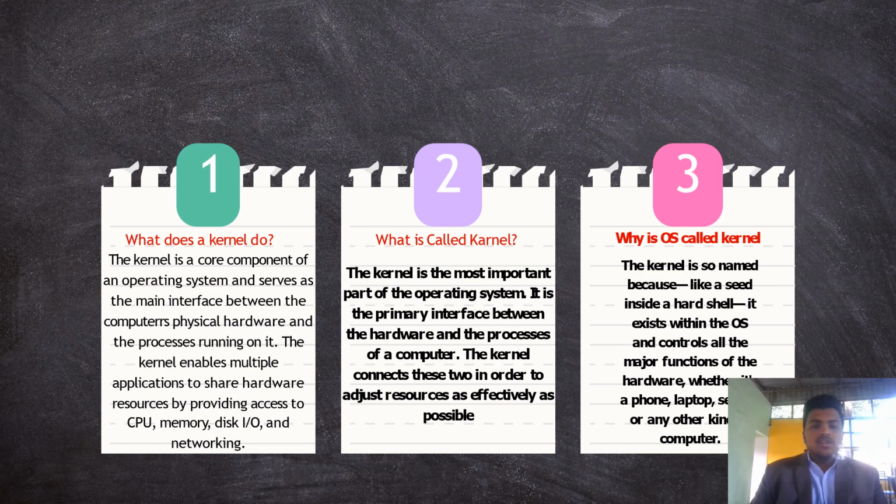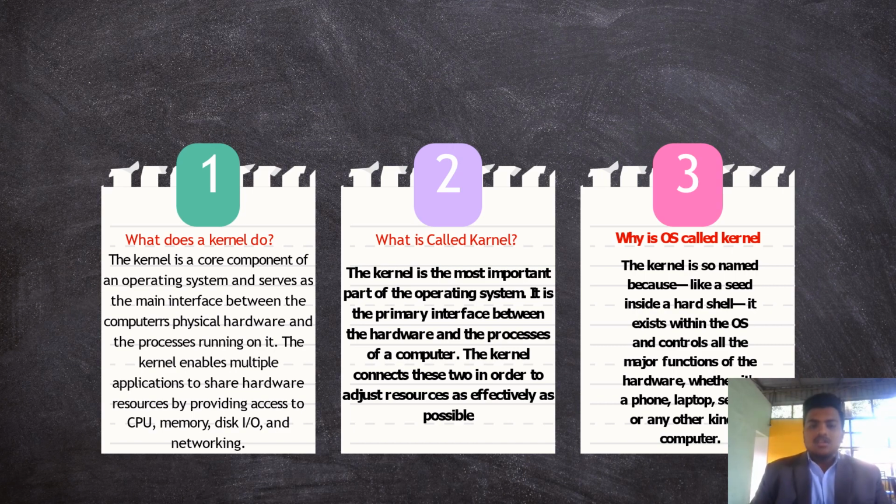What does the kernel do? The kernel is a core component of an operating system and serves as the main interface between the computer's physical hardware and the processes running on it. The kernel enables multiple applications to share hardware resources by providing access to CPU, memory, disk IO, and networking.